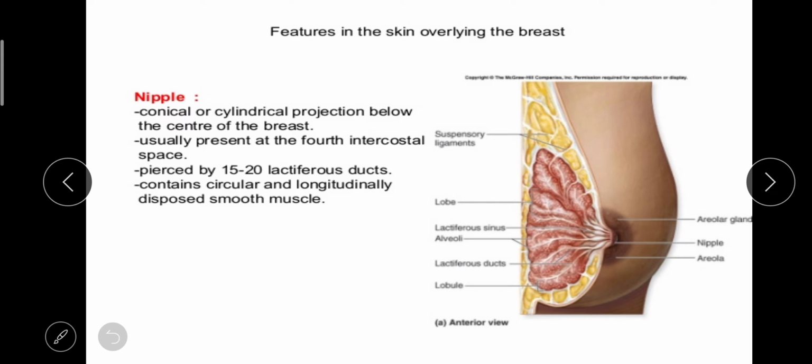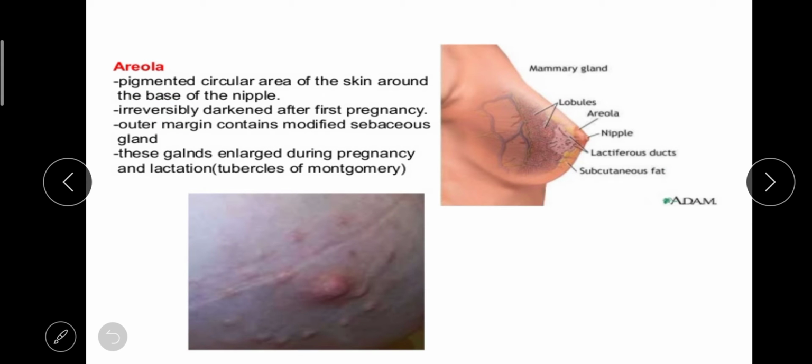Now talking about the nipple: it is a conical or cylindrical projection below the center of the breast, usually present at the fourth intercostal space, and it is pierced by 15 to 20 lactiferous ducts. It contains circularly and longitudinally disposed smooth muscles. So this is about the nipple, which is present on the skin of the breast.